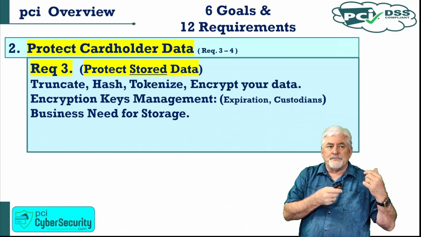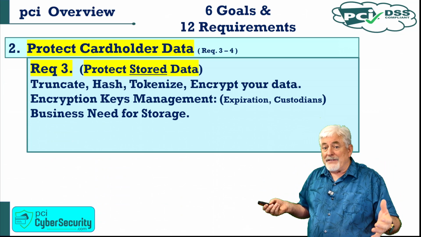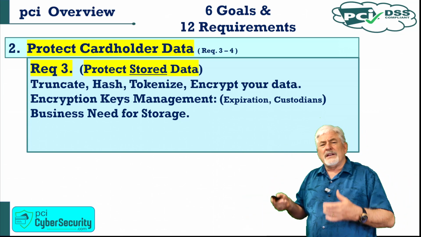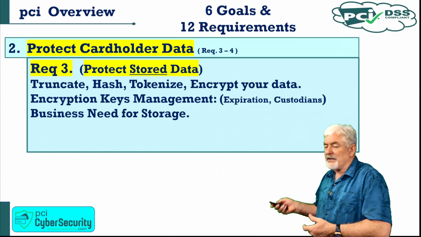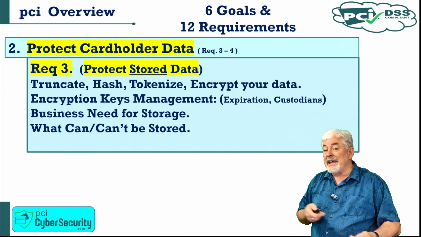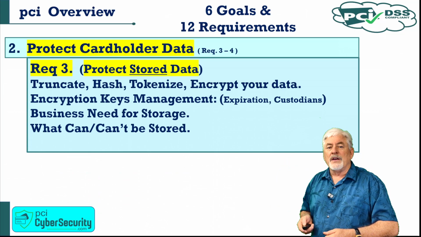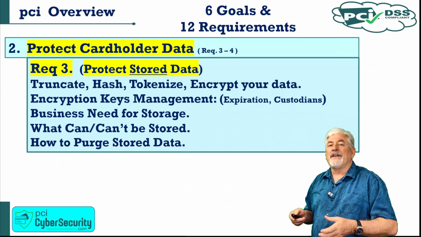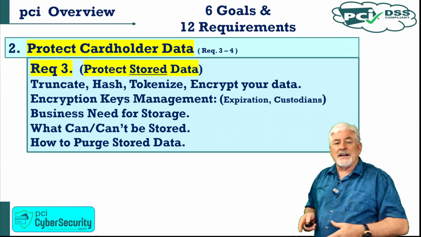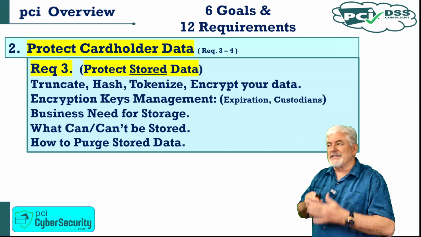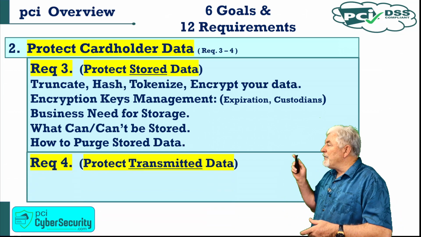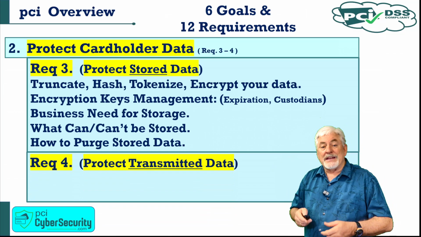Also, we're going to talk about business needs for storage. Back to that little thing I showed a minute ago where it says, if you don't have anything to store, then you don't have an issue. And that's the case here. So is there really a business need to be storing people's credit cards? And if not, don't store it. Then what can be stored and what can't be stored? This is going to be defined also in the third requirement. And finally, once we no longer have a business need for that data, how do we purge it? How do we make sure that it's actually wiped off of the hard drives that we had, etc.? Okay? And then requirement 4 is to protect transmitted data.